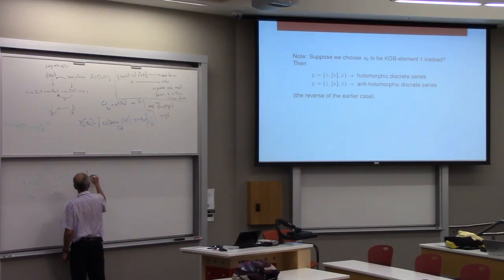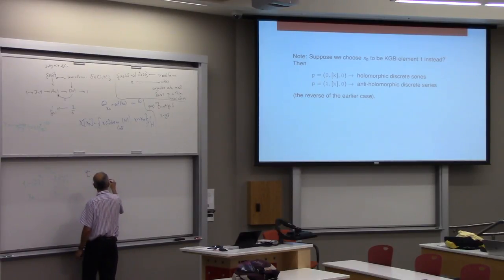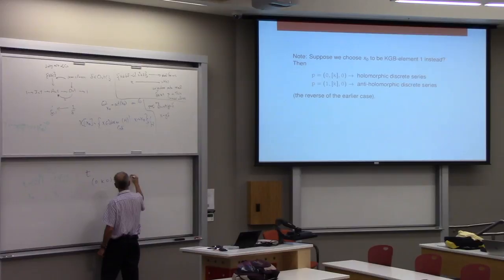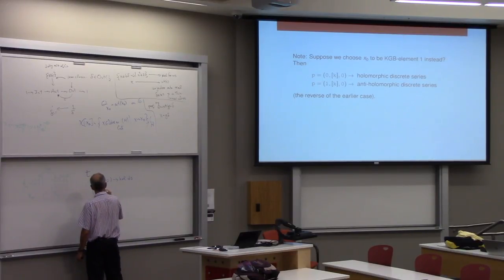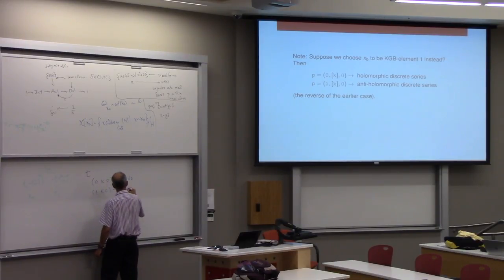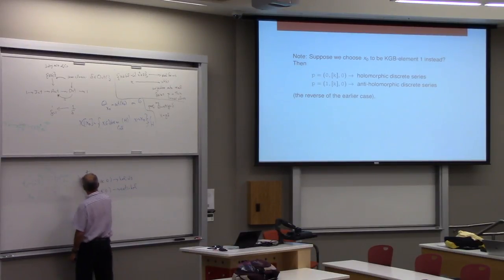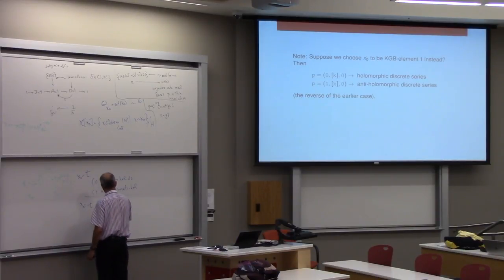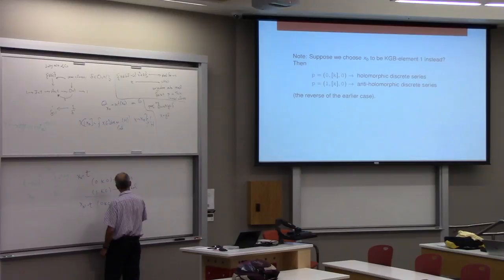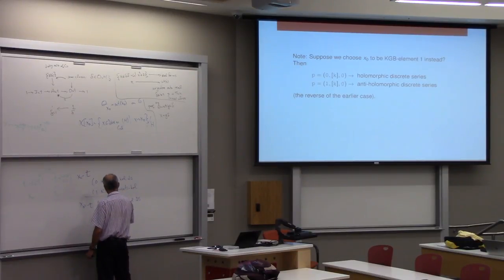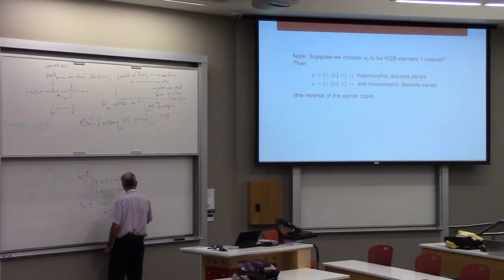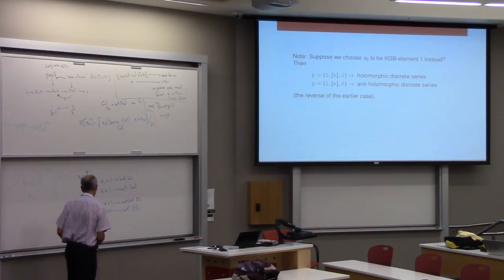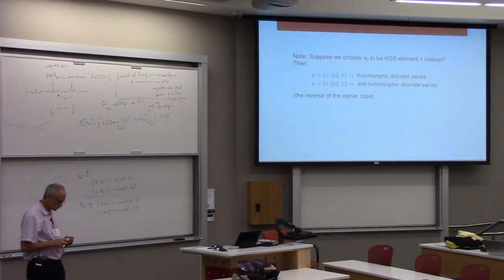If you choose x0 equal to t, then (0, k, 0) goes to the holomorphic discrete series, and (1, k, 0) goes to the anti-holomorphic discrete series. On the other hand, if you choose x0 equal to minus t, then (0, k, 0) goes to the anti-holomorphic discrete series, and (1, k, 0) goes to the holomorphic discrete series. So there are some misprints on that slide. This is the correct statement.